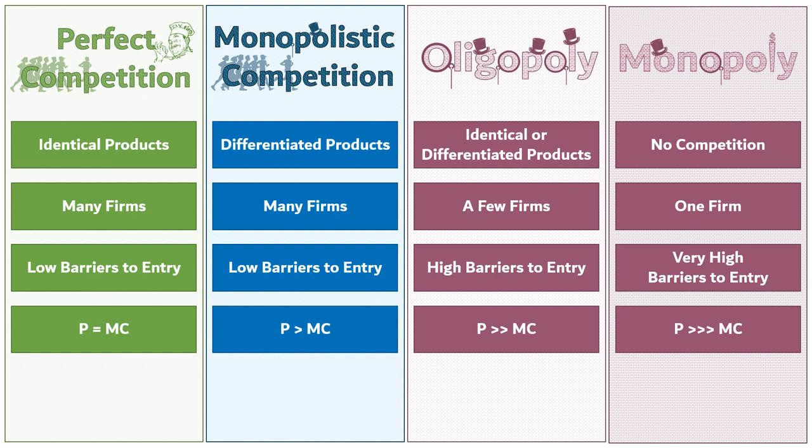That isn't true in the other structures, where there's an increasing amount of market power as we move from left to right. In monopolistic competition, the price will be set above marginal cost, meaning some deadweight loss and market inefficiency. But oligopolists will set their price even higher than that, and with even more inefficiency and deadweight loss. And a monopoly sets the price highest of all, with the most deadweight loss.